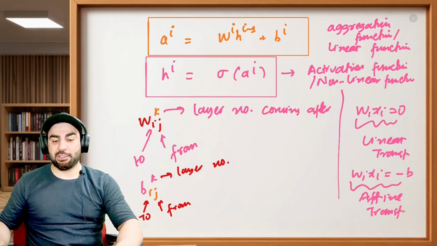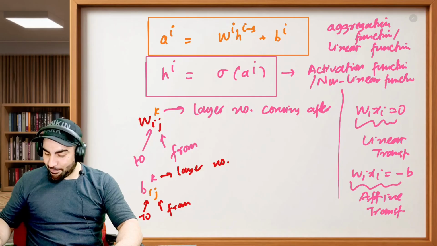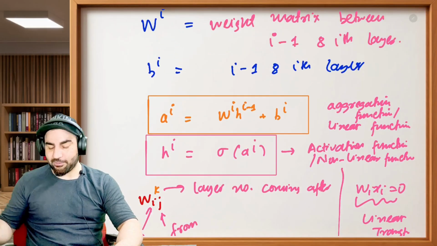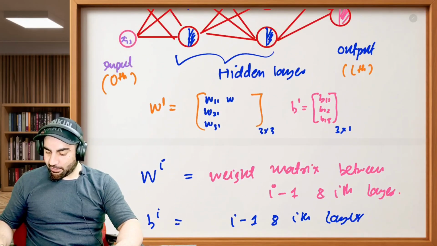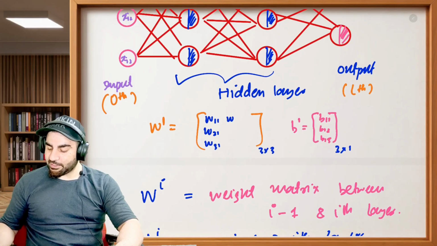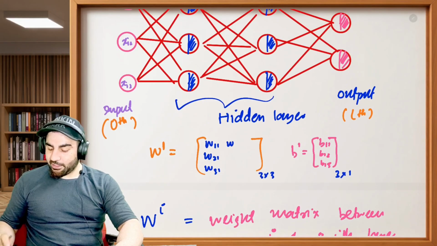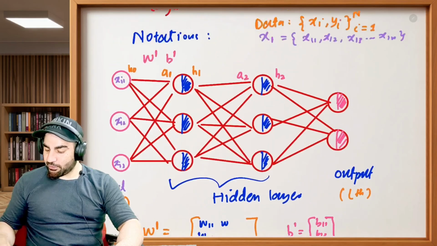Is everybody clear with the notations? If I miss some notation, I'll come back to you maybe after that. But I hope that everything is over here. So we defined the weight matrix, we defined the bias vector, we defined hidden layers, we defined input and output, and we also defined how data will be defined.